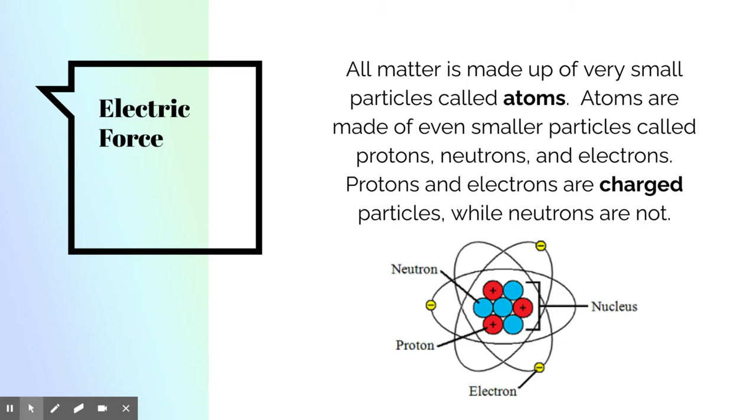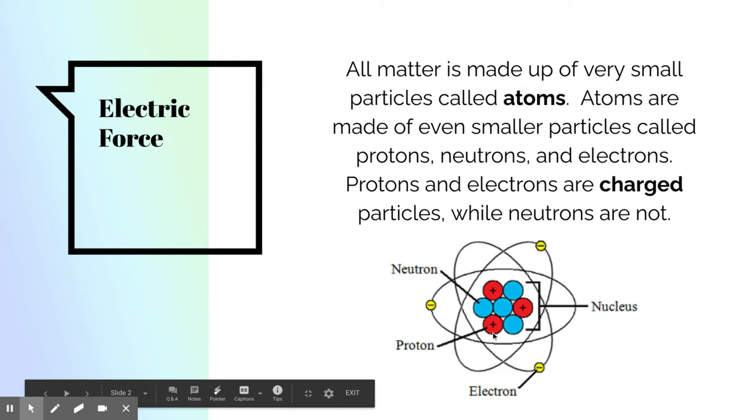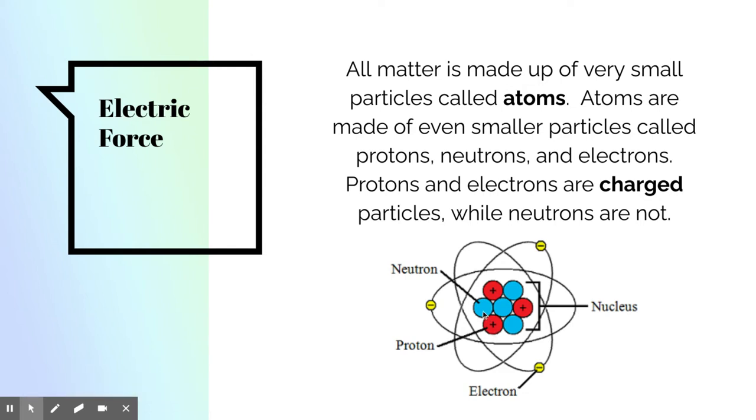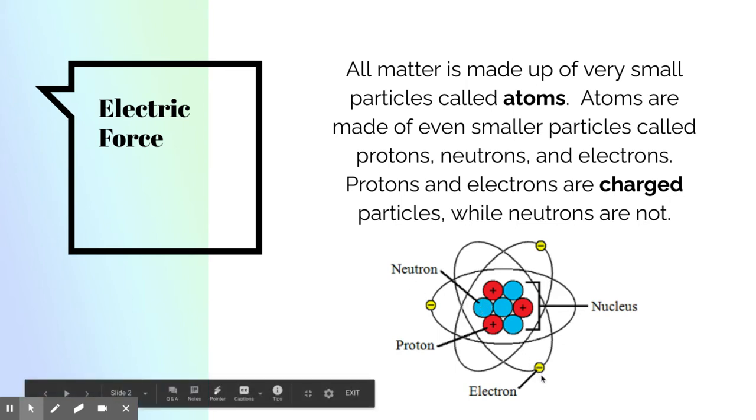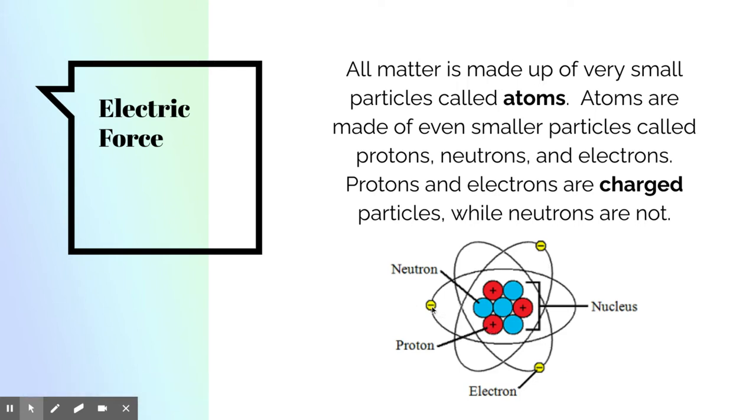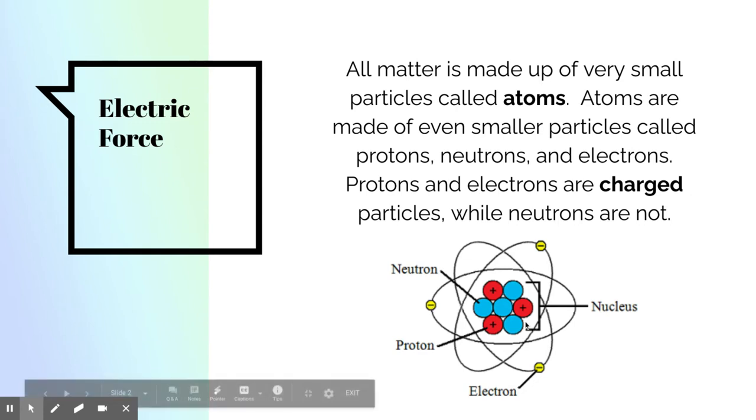We have a proton, which is positively charged. We have a neutron, which is neutral. Neutral, it has no charge. And we have an electron, which is negatively charged. And these symbols show what they are. So plus for positive, a negative for negatively charged, and then nothing for neutron. It's neutral. It doesn't really have one side or the other.